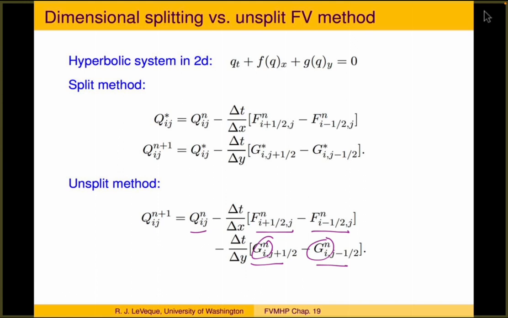So if we're thinking of it in terms of solving Riemann problems, in the split method, we'd be solving Riemann problems based on the original data in the x direction, but then we would update the cell averages before using them to solve Riemann problems in the y direction. Whereas in the unsplit method, we'd be solving both sets of Riemann problems based on the data Q^n.